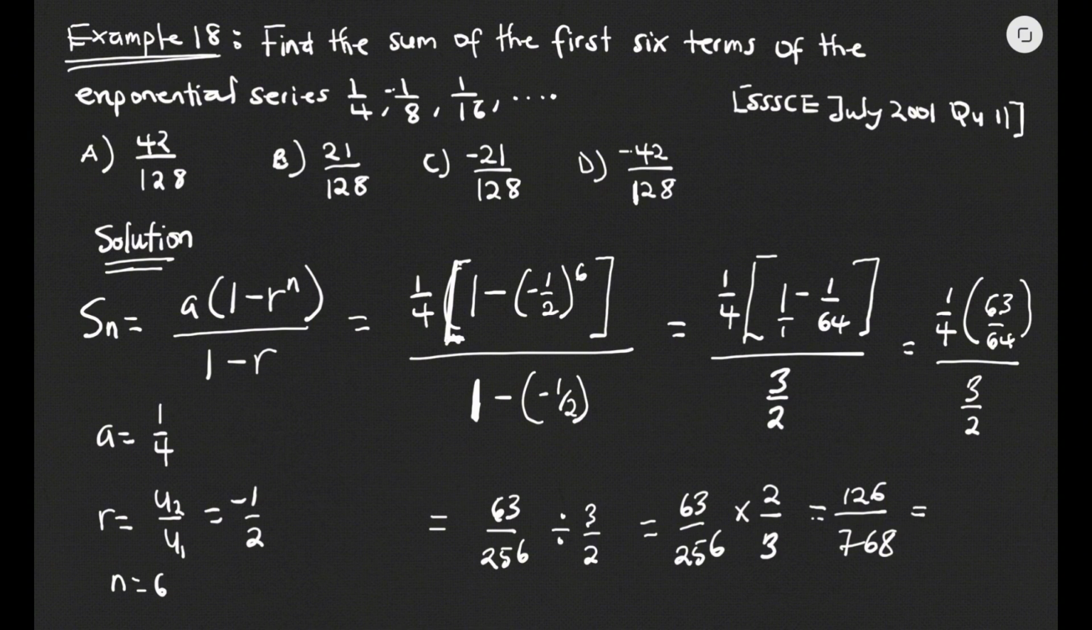And then if you compute this into your calculator, it will give you the ratio 21 on 128. This is what it will give you as a fraction, not as a decimal. So if I look through my possible options, I can see that option B matches what I have here, therefore option B is my correct answer for this particular question.